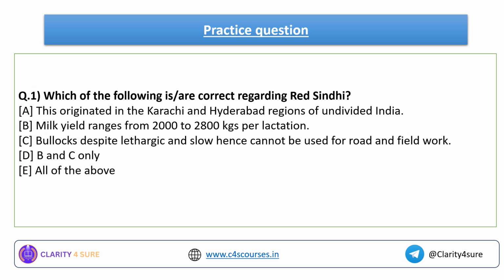The first question is, which of the following is correct regarding the Red Sindhi? A: This originates from the Karachi and Hyderabad regions of undivided India. B: Milk ranges from 2000 to 2800 kg per lactation. C: Bullocks, despite being lethargic and slow, cannot be used for field or road work. Option D is B and C only, and option E is A and B, all of the above. So let me know your answers in the comment section below for this particular question.